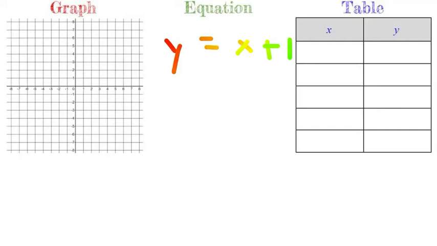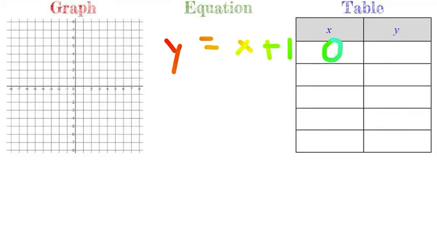So this relationship that I have in the equation says that any y value I have is going to be equal to the x value plus 1, okay? So I get to choose any x value I want, okay? I'm going to start with something simple, so 0. I'm choosing that. It's just random, okay? I'm choosing a simple number.